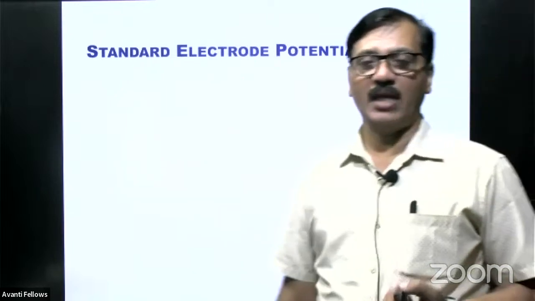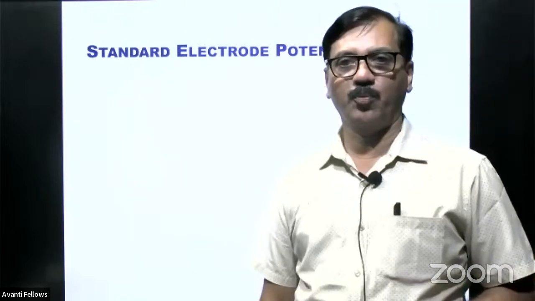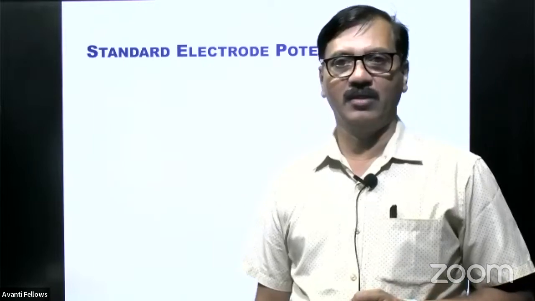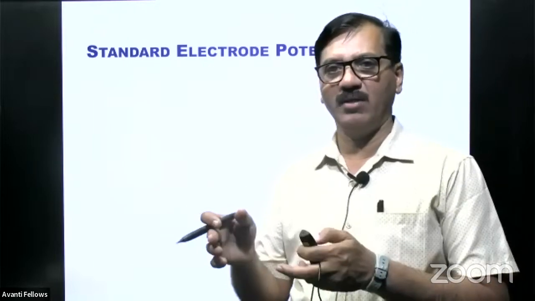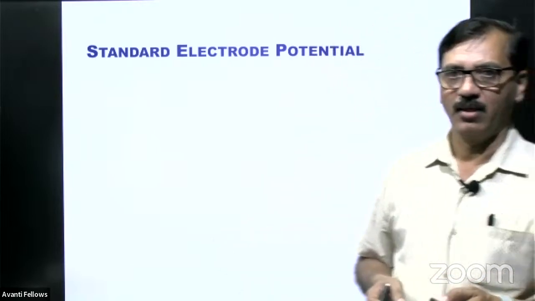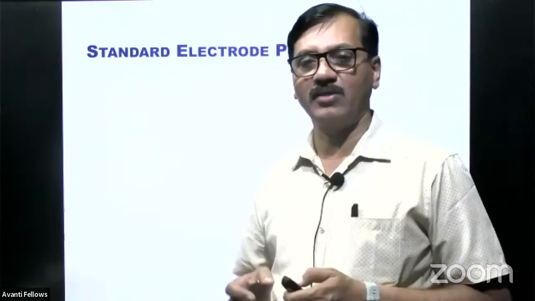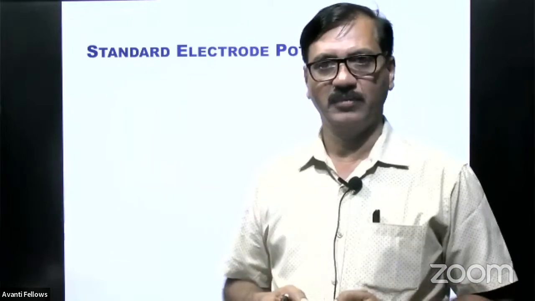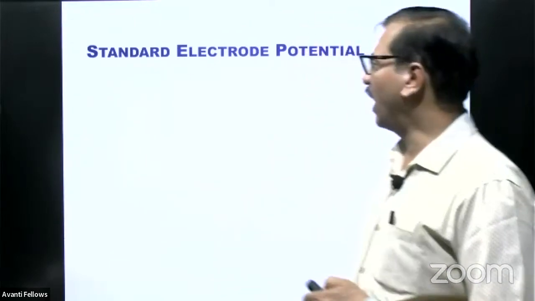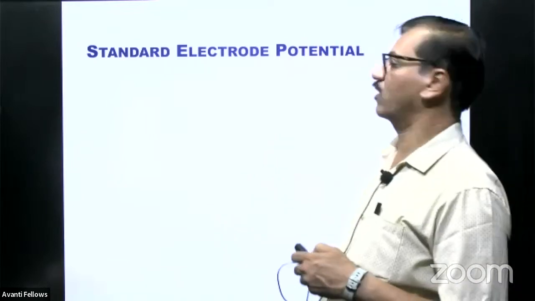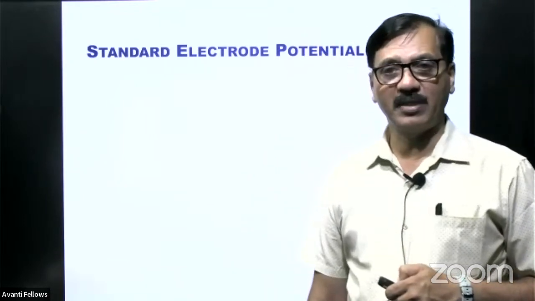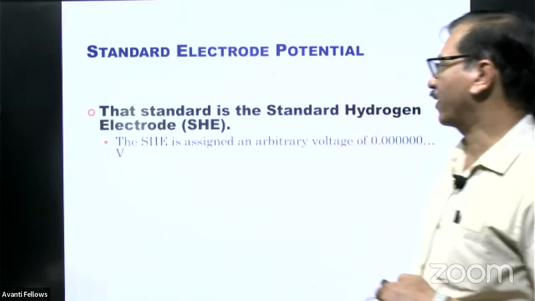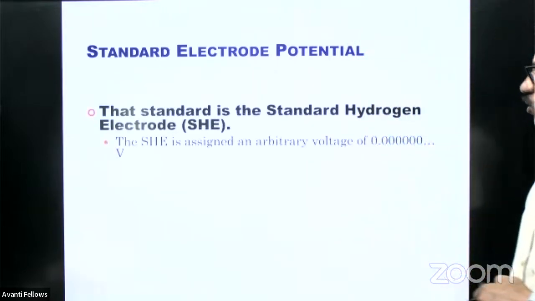Now, how can this be measured? How can electrode potentials be measured? For measuring electrode potential, there must be one half cell whose standard electrode potential we assume to be 0. That is the standard hydrogen electrode. Standard electrode potential is measured by using the standard hydrogen electrode.